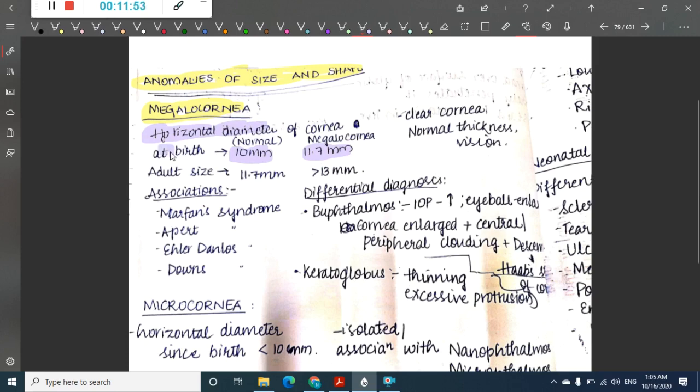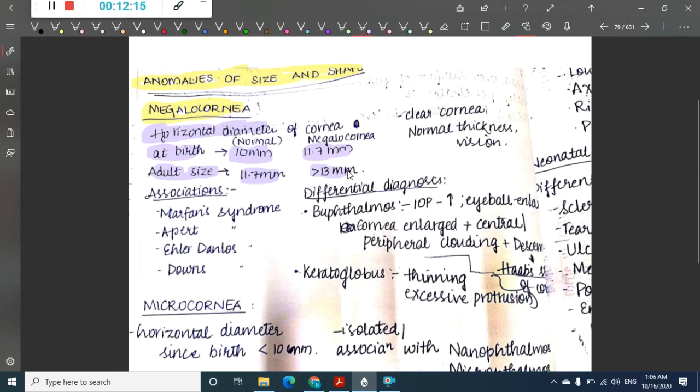In adults, the size of the cornea is normally 11.7 millimeters. So if it is more than 13 millimeters, then we call it megalocornea. Here the cornea is normal, normal vision is seen, but the only problem is that the cornea is bigger. At birth, if it is more than 11.7 millimeters, then it is megalocornea.